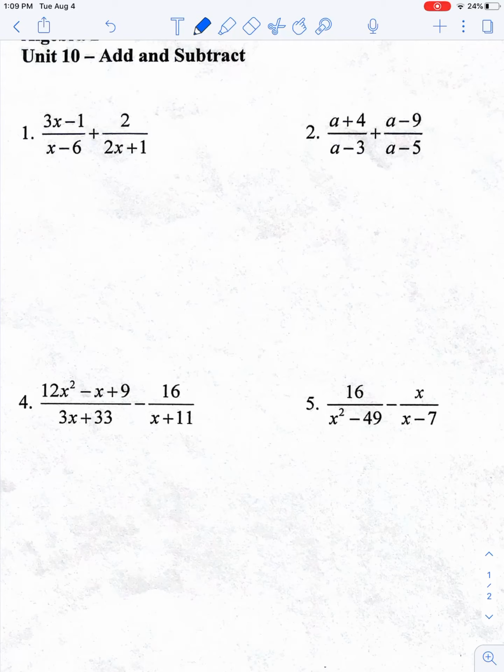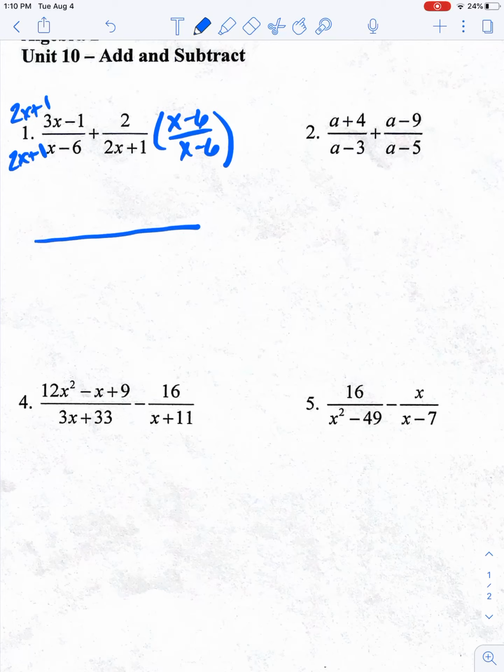So for number 1, I have an x minus 6 and a 2x plus 1. And I cannot factor either one of those. They have nothing in common. So I am going to have to give them each the other one. So he's going to need an x minus 6 over an x minus 6. And he needs the 2x plus 1 over a 2x plus 1. My denominator, and this is just me being lazy, I'm just going to go ahead and write it once. So that is going to be my denominator.